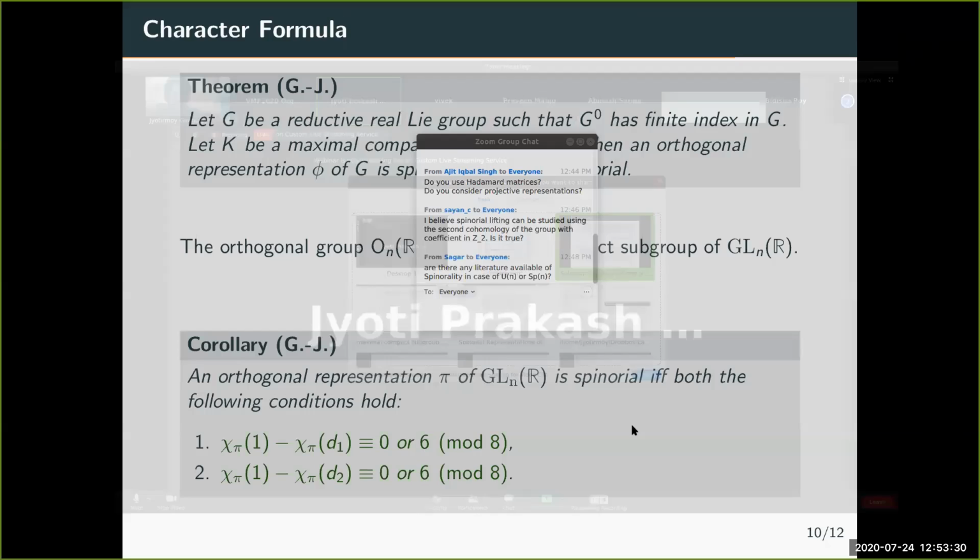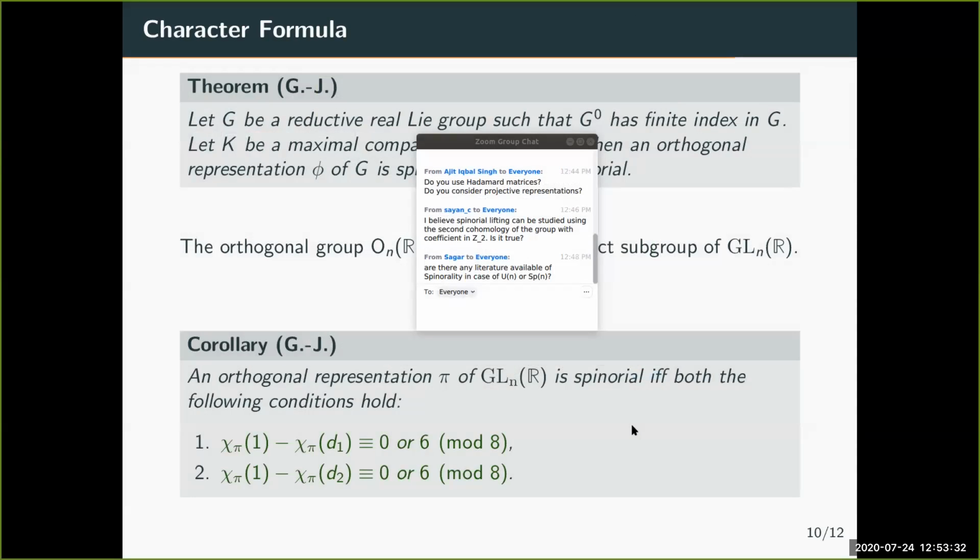First question is from Jyotirmoy Singh, who says, do you use Hadamard matrices? Do you consider projective representations? Shayan made some comments. Okay, you just tell me the questions, because I will share. The question is, do you use Hadamard matrices? And the second is, do you consider projective representations?